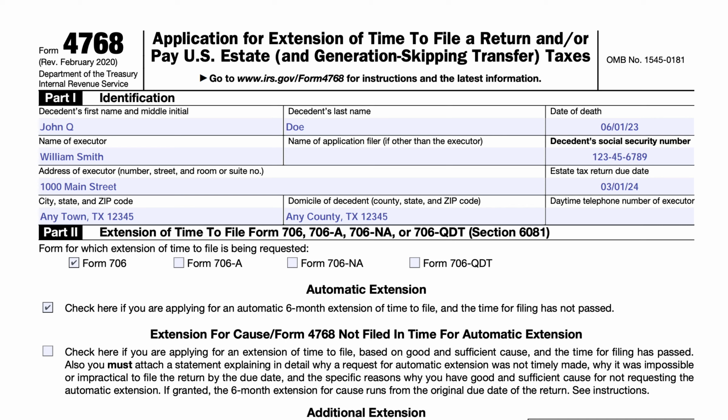In this video, we'll be going over IRS Form 4768, Application for Extension of Time to File a Return and/or Pay U.S. Estate and Generation-Skipping Transfer Taxes. That sounds like a mouthful.